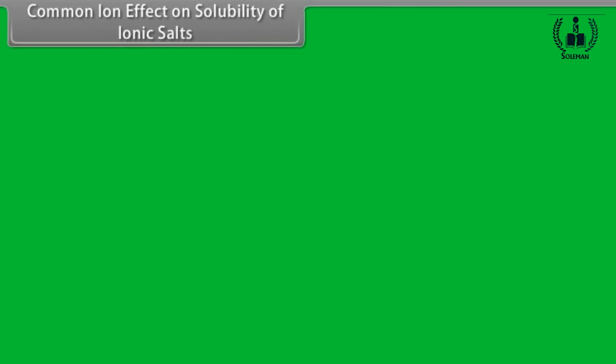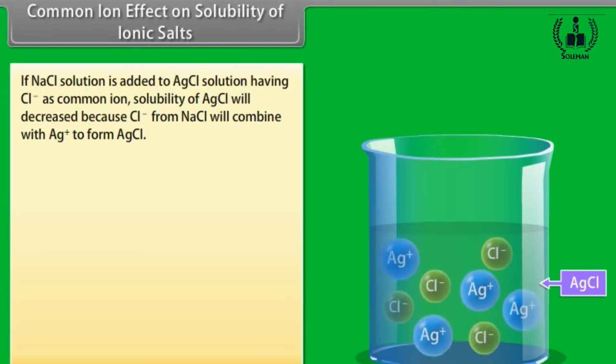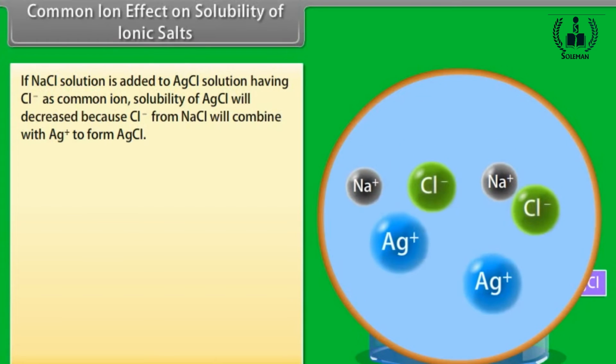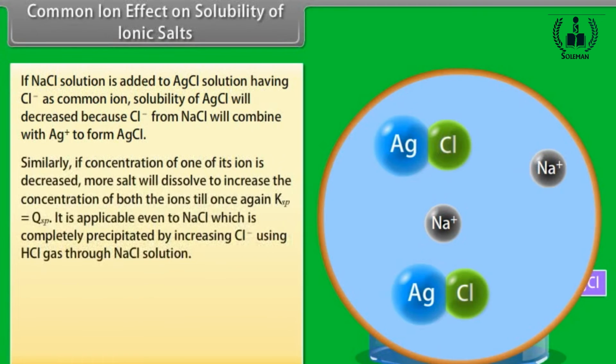Common ion effect on solubility of ionic salts. If NaCl solution is added to AgCl solution having Cl- as a common ion, the solubility of AgCl will decrease because Cl- from NaCl will combine with Ag+ to form AgCl. Similarly, if the concentration of one of its ions is decreased, more salt will dissolve to increase the concentration of both the ions till once again Ksp is equal to Qsp.